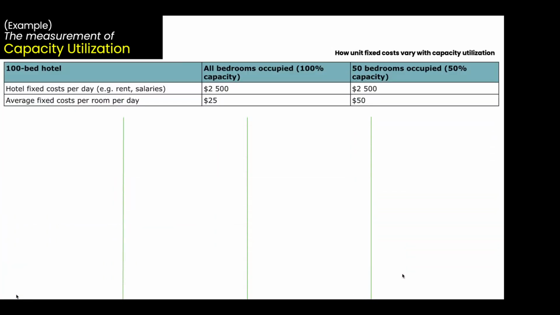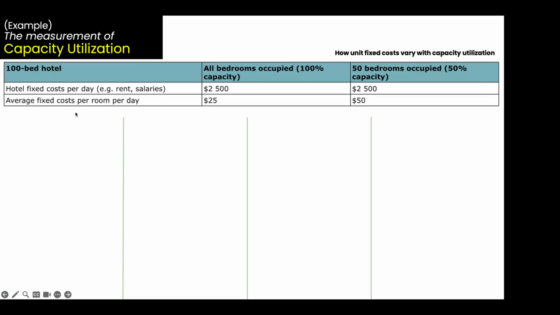All right, let's talk further. How will unit fixed costs vary with capacity utilization? We spoke about that just now. Let's go a little deeper with an example here. Here is a 100-bed hotel, and in the next column you see all beds occupied at 100%, or 50% occupied, or 50 bedrooms occupied. The hotel's fixed cost per day, such as rent and the salaries they pay, is $2,500 per day. The same goes whether it is 50 bedrooms or 100 rooms occupied. The cost remains the same.